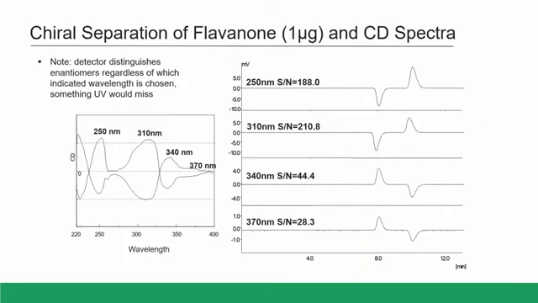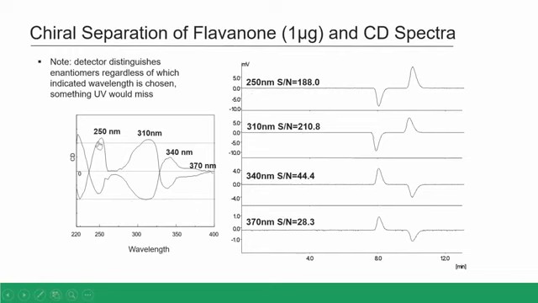So what does this mean to the chromatographer? This is the chiral separation of flavanone and their corresponding CD spectra. What you see here is that when you go to develop a method on a CD detector, you're going to do it in a very similar way that you would do it for a PDA detector. So you're going to run your spectra, look at the wavelength maxima, and then test each wavelength where you see the best response. Here, the wavelengths that were chosen for this particular compound were 250, 310, 340, and 370.